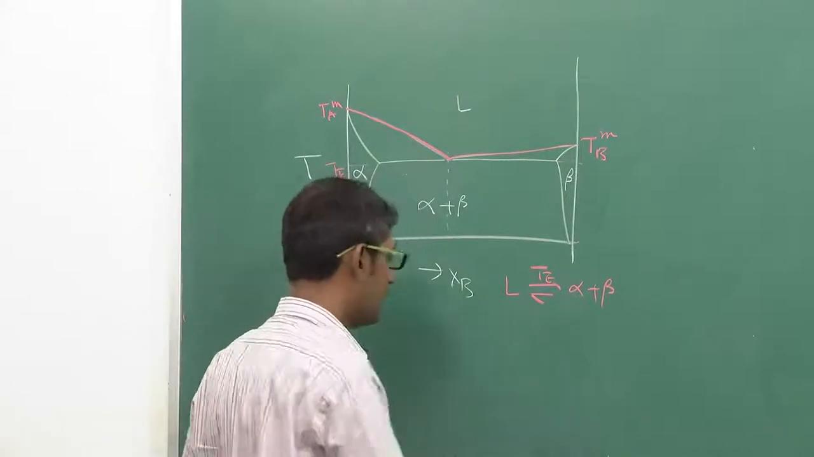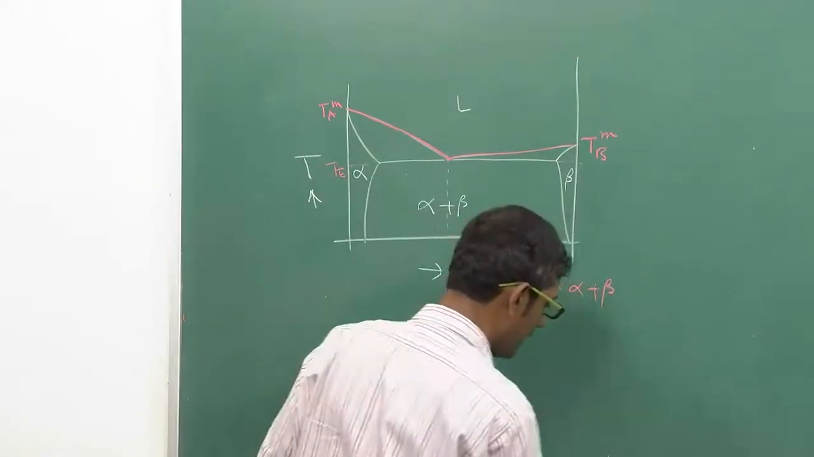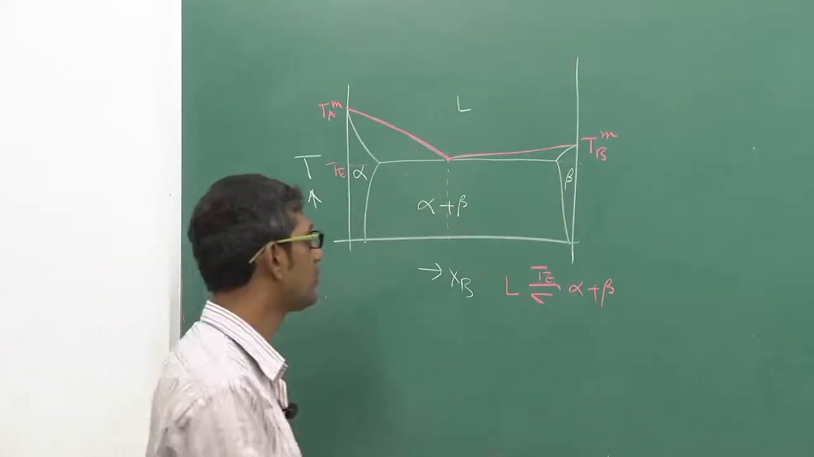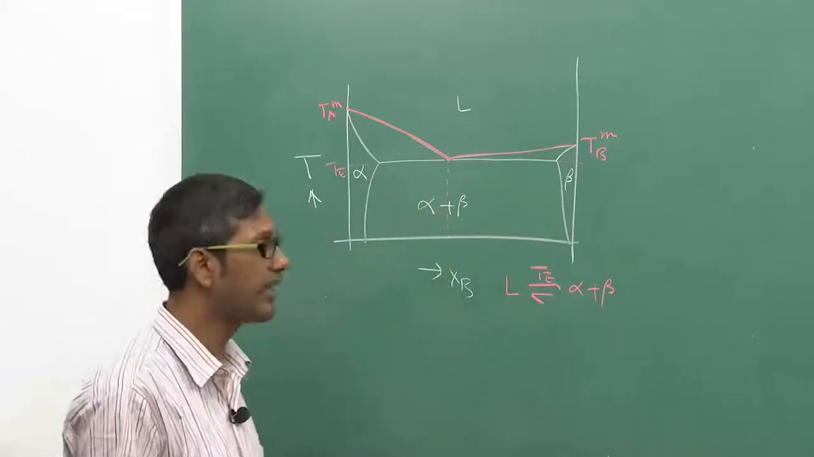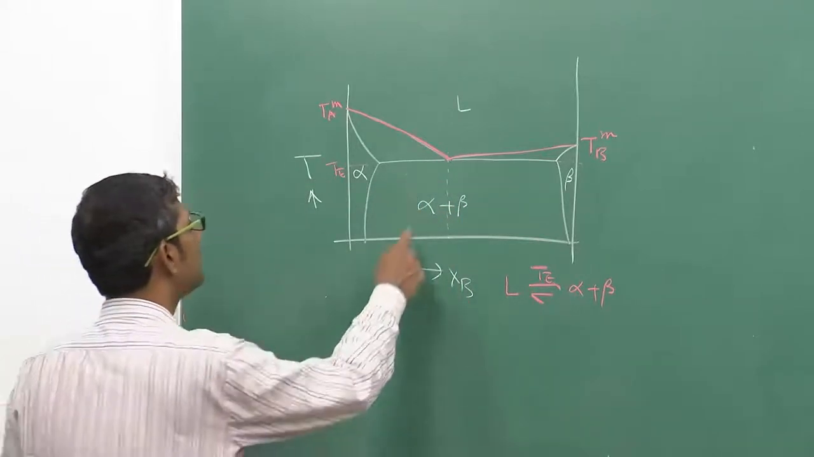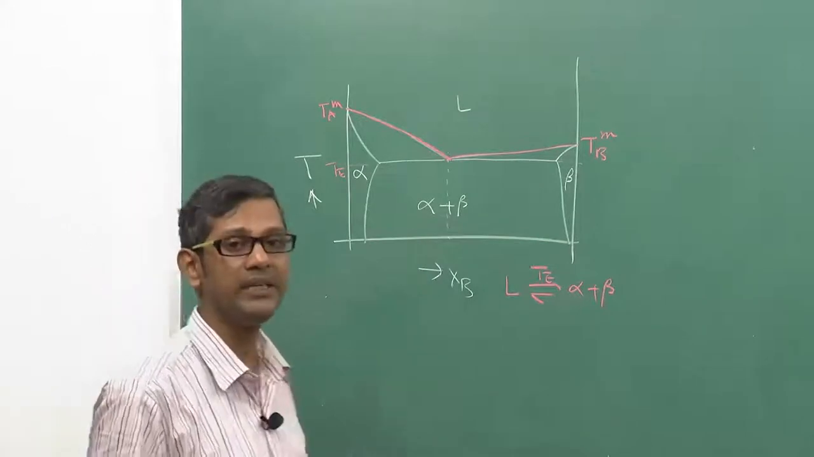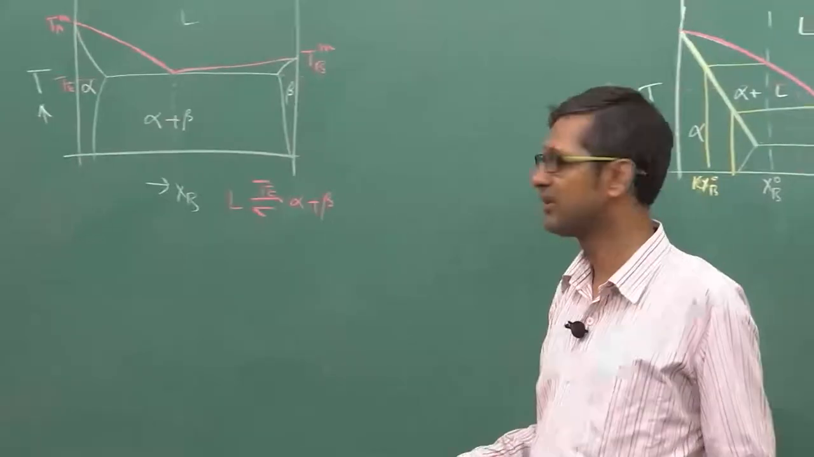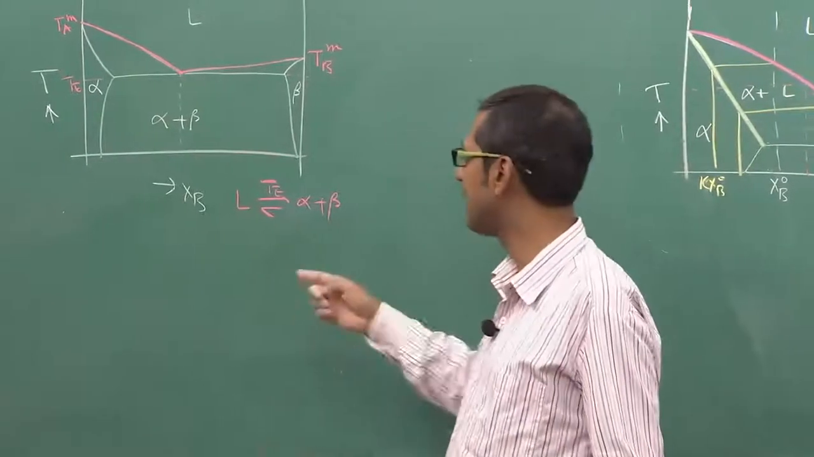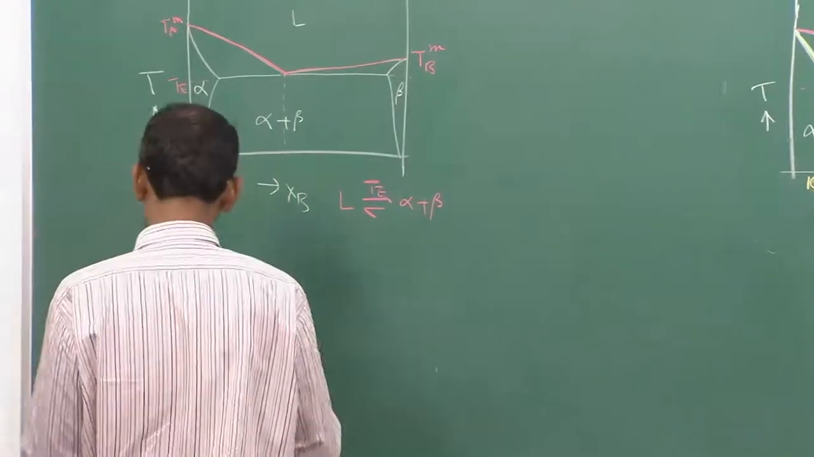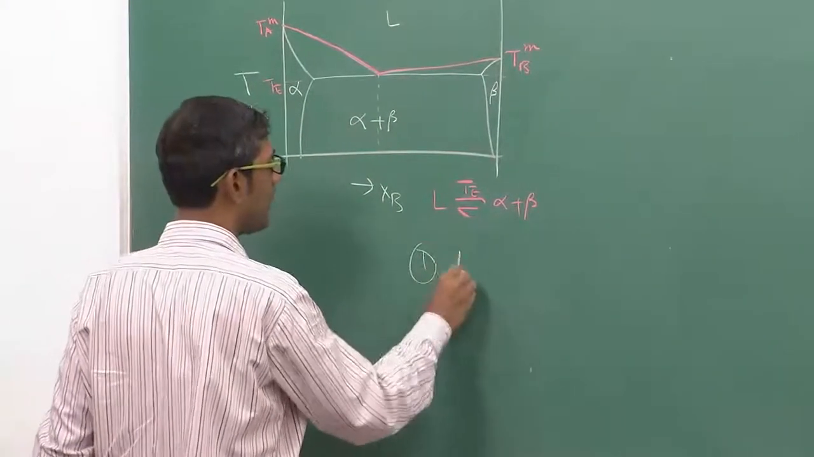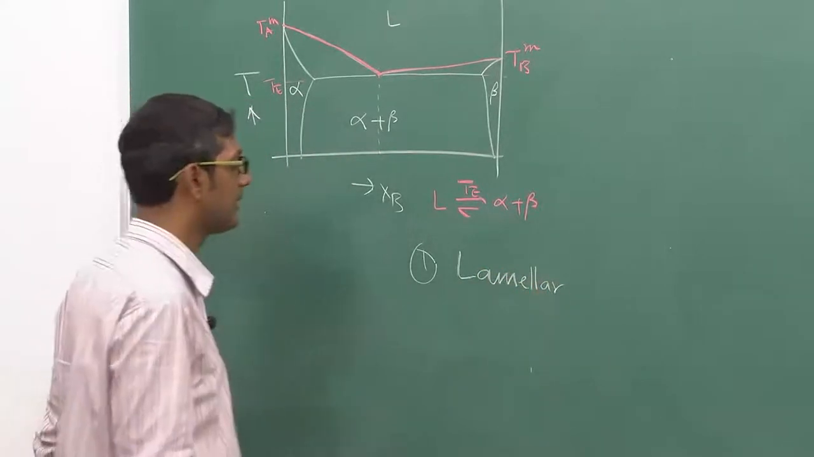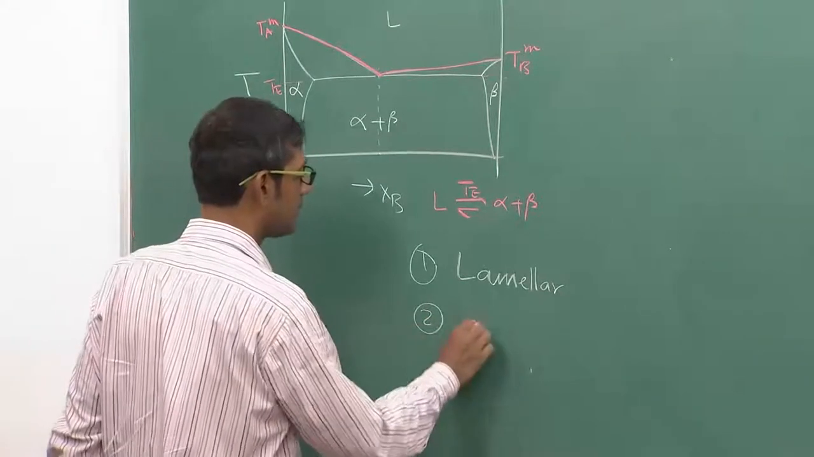So what does it tell? This particular reaction tells you that from the liquid two solid phases simultaneously form. Two solid phases are directly forming together from the liquid. Depending on how the solid phases are distributed in the microstructure, you can have different kinds of morphologies. The classical one which is present in lead tin and other alloys is basically lamellar. I will show you all these pictures in the next lecture. Lamellar, okay.